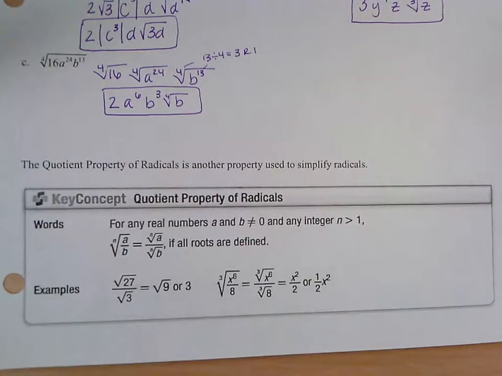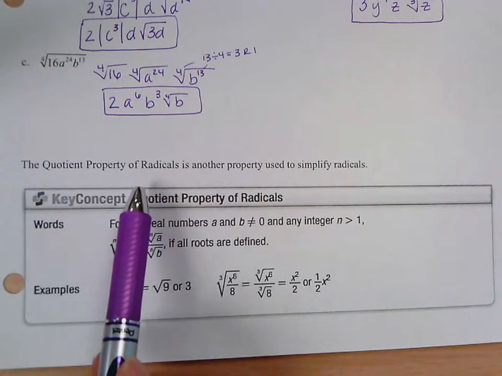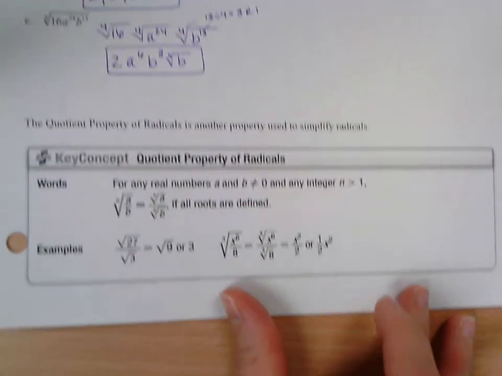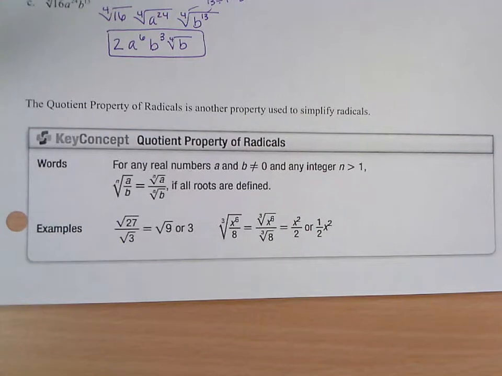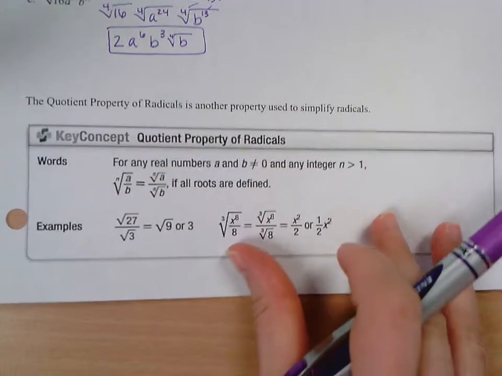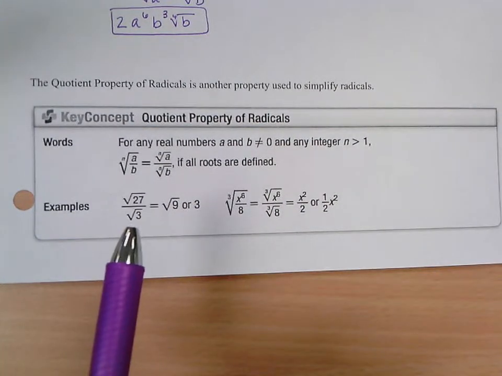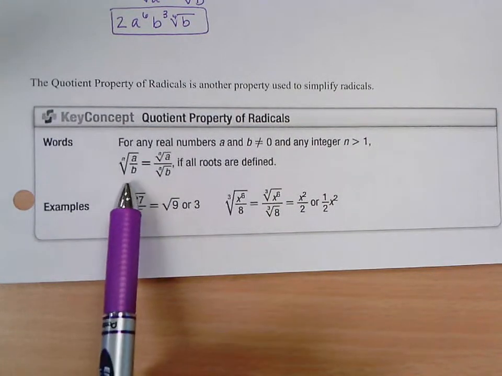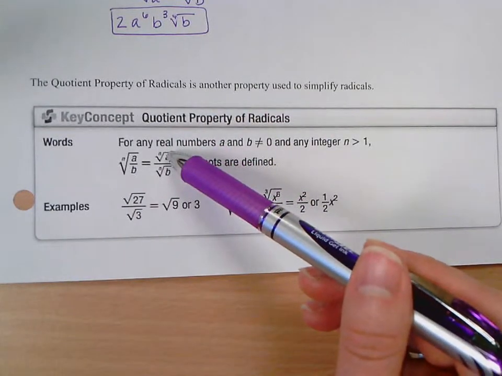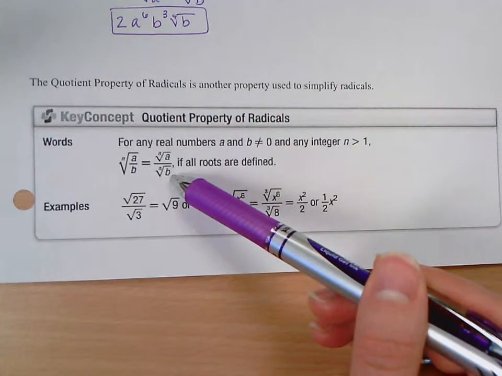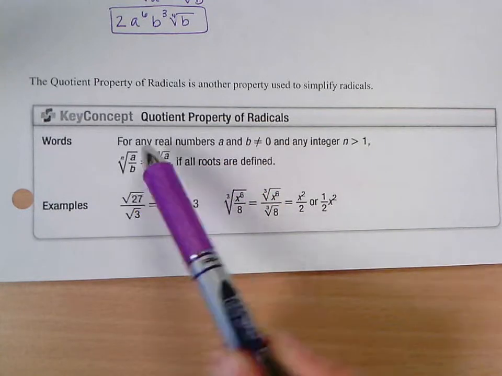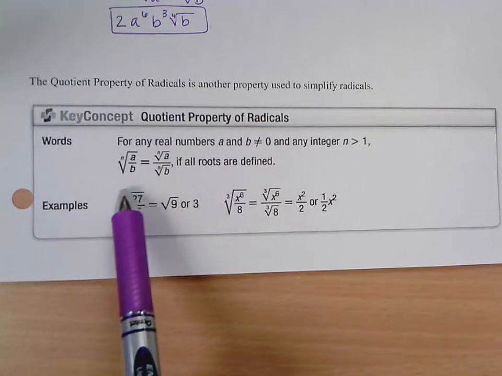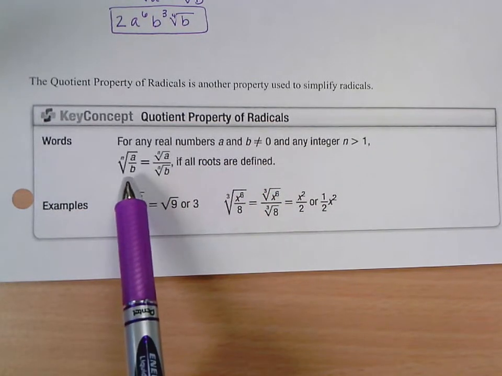All right. The next property then is the quotient property of radicals. And just like for a product where it says if you have a product, you can split it apart, for a quotient or a fraction, you can split it into the nth root of the numerator over the nth root of the denominator, or vice versa. It is not simplified to have a fraction in a radical.